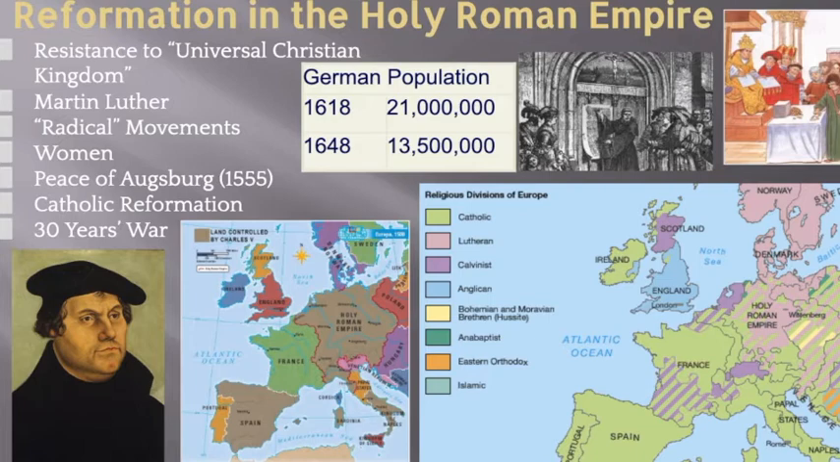So part of what's going on here politically is resistance to this Habsburg model of a universal Christian kingdom. So the Habsburgs were at this point under Charles V, who governed Spain, the Spanish Empire, much of Italy, and the Holy Roman Empire. And so there was this unease with that he was trying to create kind of a global empire, or at least a general European empire at that point.